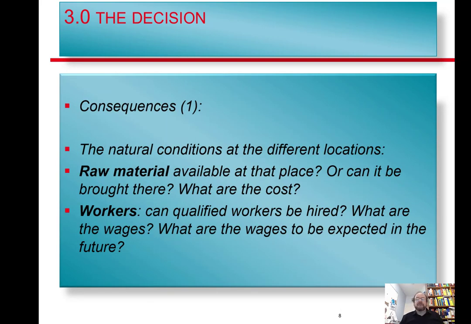Good. Now, when it comes to looking to consequences, you are interested naturally in everything which might play a role. So the natural conditions you will look to: what is concerning raw material? Can I get my raw material to the place where I need it, or at least can I bring it there? And if I need to bring it there, what will that cost? How enormous is the difference between having to bring, let's say, the raw material for steel production over 10,000 kilometers, or having them directly at hand? That naturally depends on the transportation costs or workers. Imagine the thing which you desperately need is qualified workers.